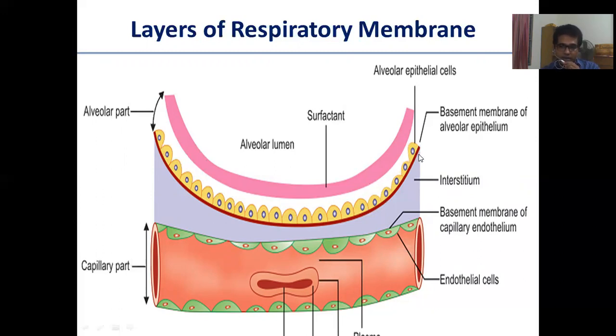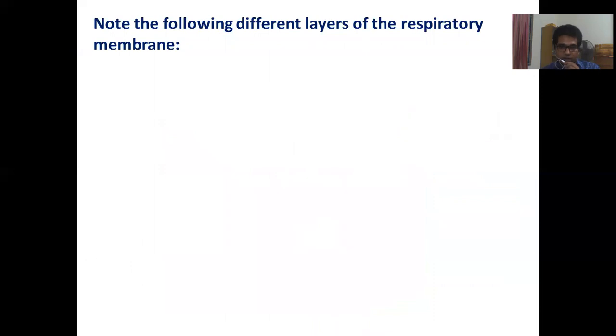The next layer is the basement membrane of the alveolar epithelium. Then there is a very thin interstitial space between the alveolar epithelial basement membrane and the basement membrane of the capillary endothelium. This is called the interstitium. It's very thin. This is followed by the basement membrane of the capillary endothelium, and finally the endothelial lining. So there are actually 6 layers of the respiratory membrane.